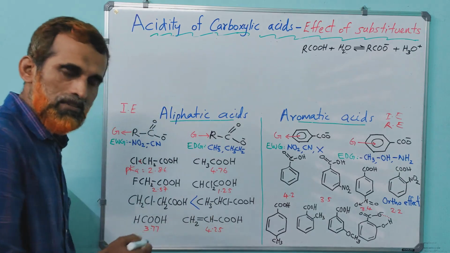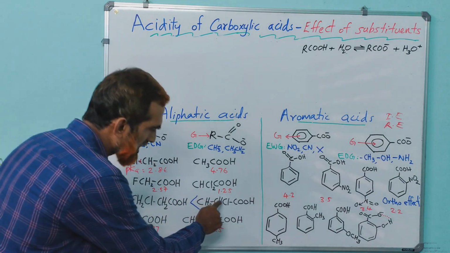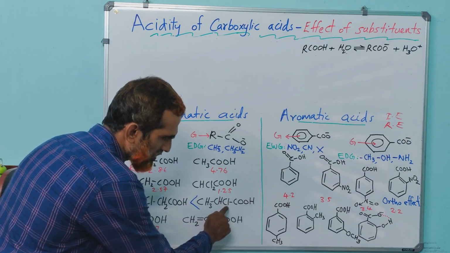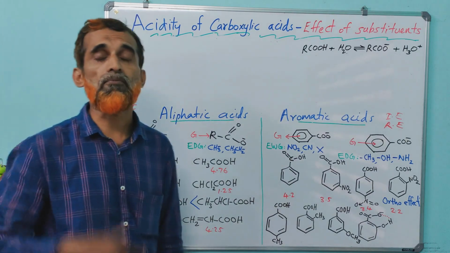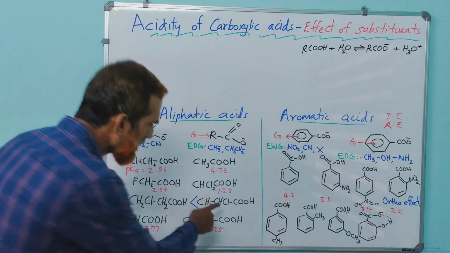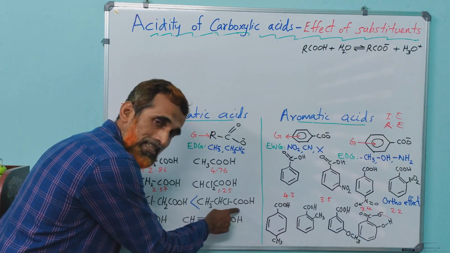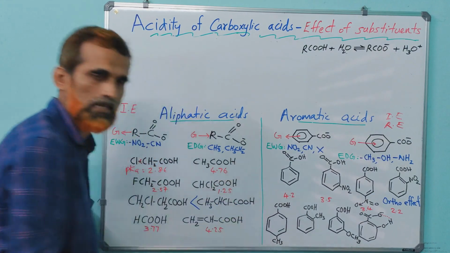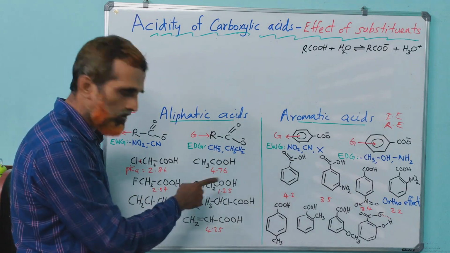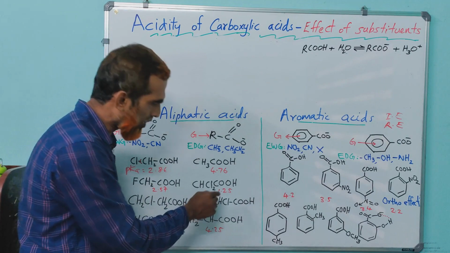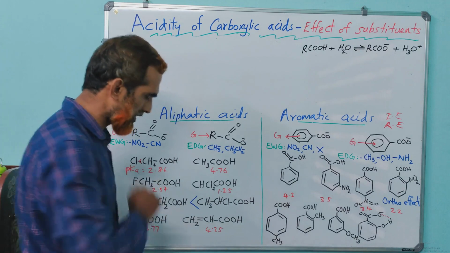Why? Because here it is only one chlorine in both compounds, but the position of Cl differs. Here Cl is very close to COOH. Here Cl is one bond away. Correct? And you know that inductive effect decreases with distance. So this chlorine has more pronounced minus I effect on this COOH, stabilizing this carboxylate. But here Cl is away, so its minus I effect is less than this. So the conjugate base of this acid is more stabilized by minus I effect than this.